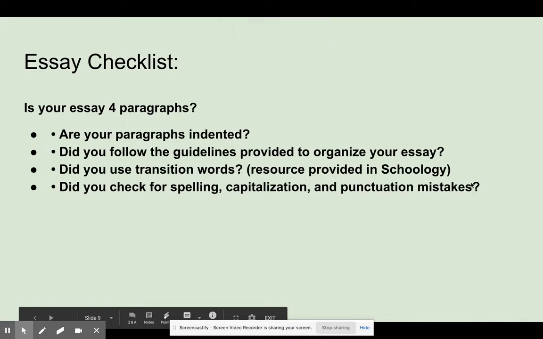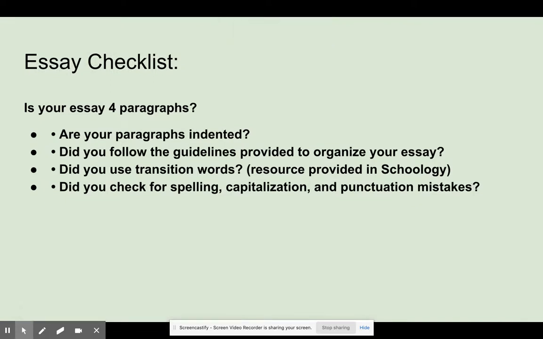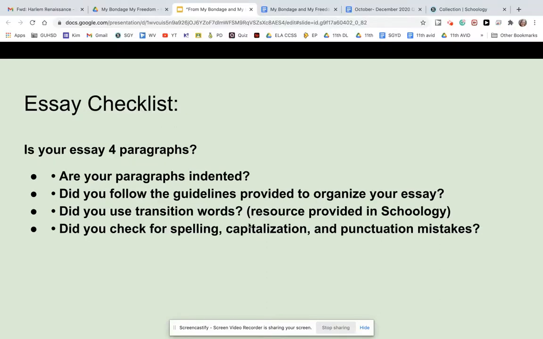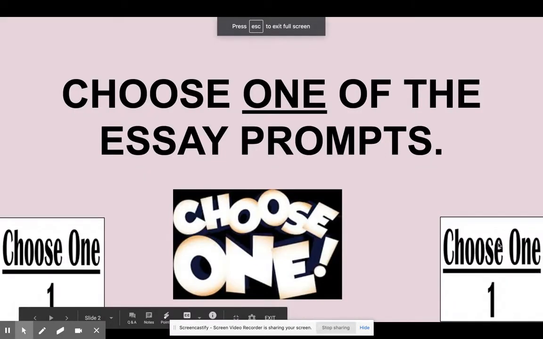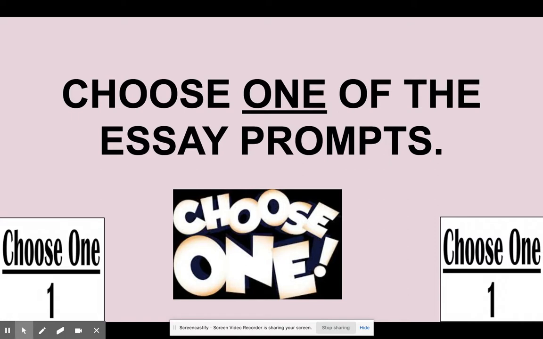And then finally, essay checklist. Is your essay 4 paragraphs? Are your paragraphs indented? Did you follow the guidelines provided to organize your essay? Did you use transition words? Resource provided in Schoology? And did you check for spelling, capitalization, and punctuation mistakes? Okay. So again, most important thing is choose one of the prompts. Please do not write about all of them. And make sure that whichever one you choose, that you follow the essay organization for that prompt.